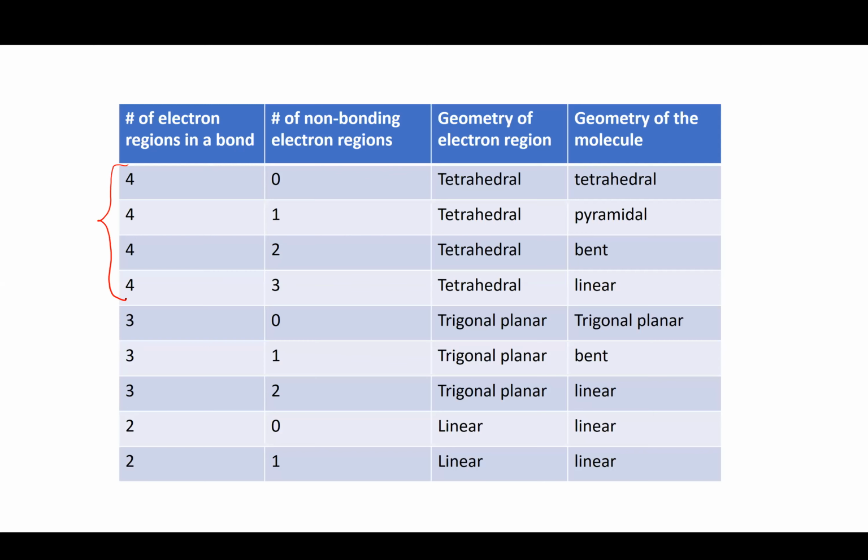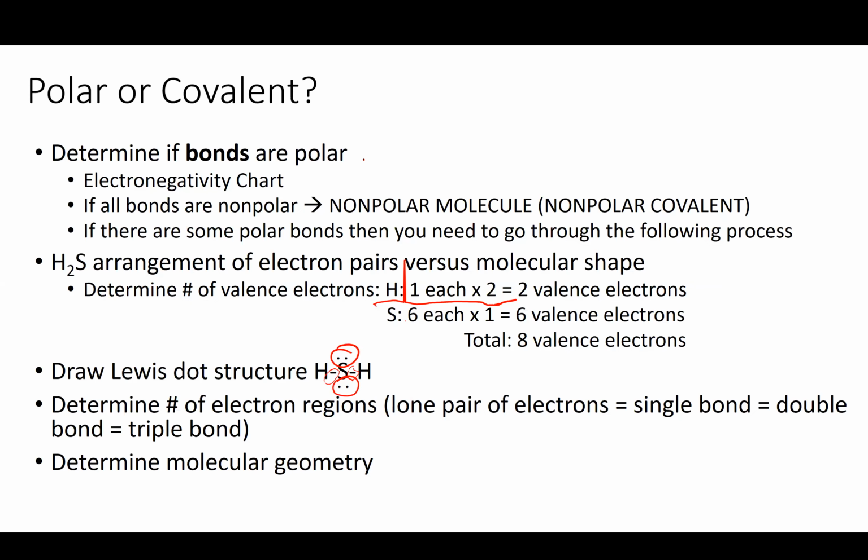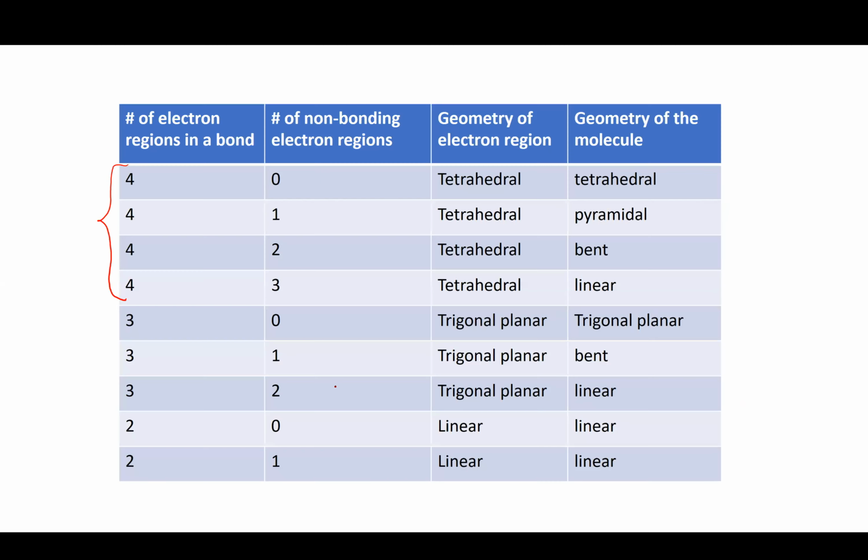Now the number of non-bonding electron regions, meaning electrons that are not involved in a bond, like these lone pairs above and below the sulfur in my example. So there's 2 regions that are not involved in a bond. So we're here and here.